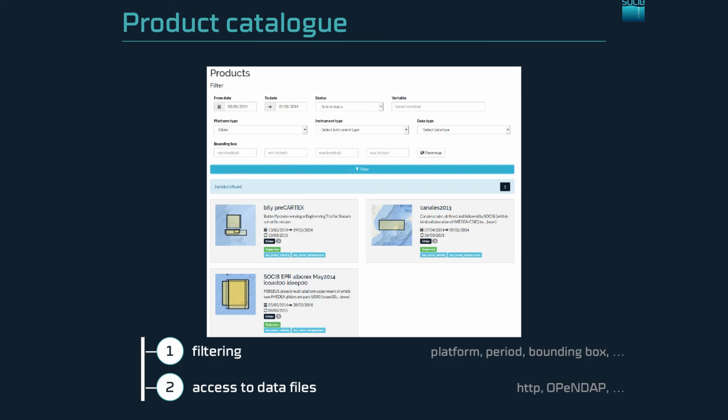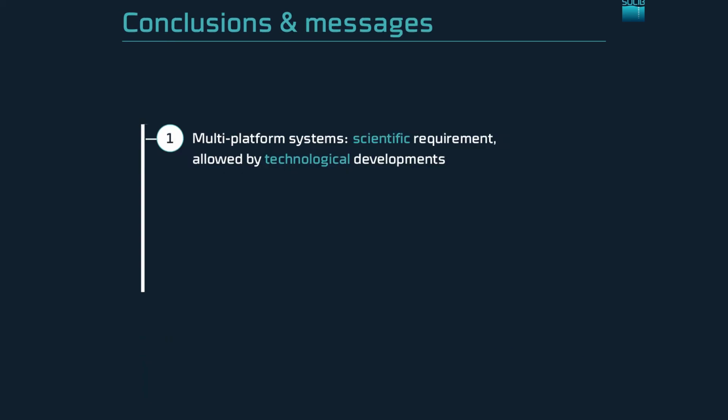This is what the catalog looks like. It's a usual catalog. You choose the region you want, the platform type, the period, and you get easy access to the file.